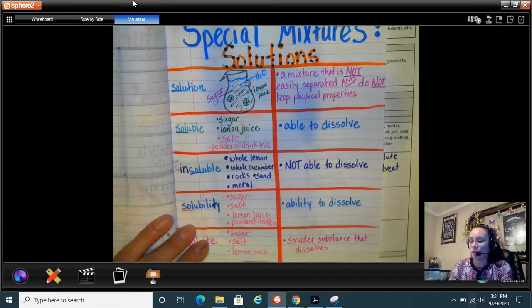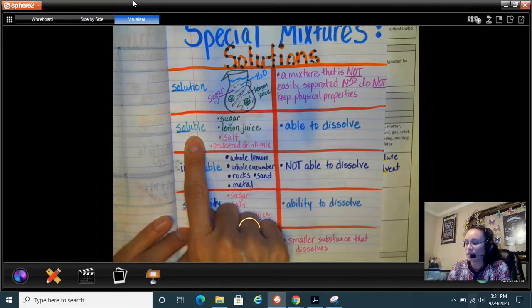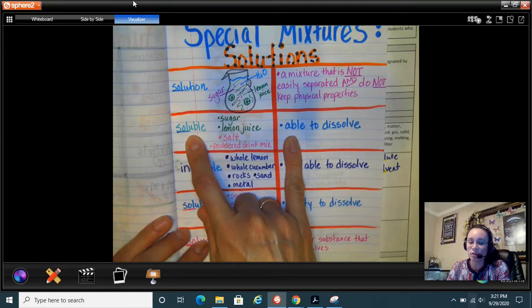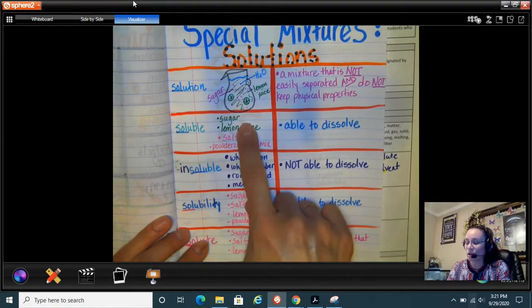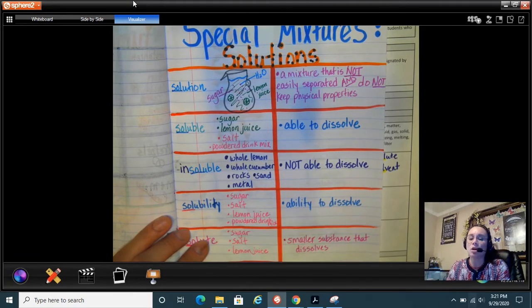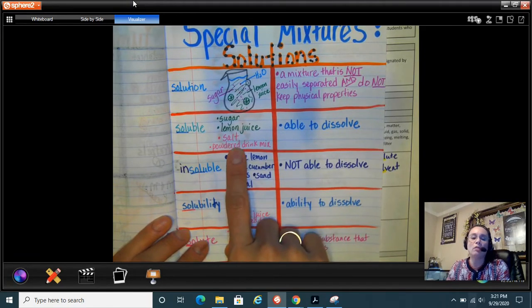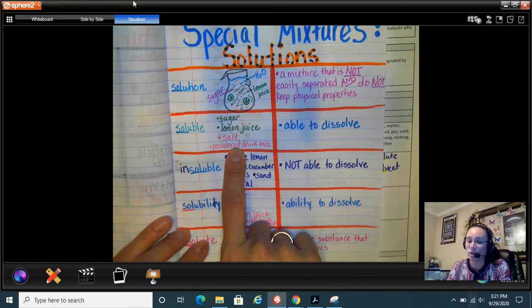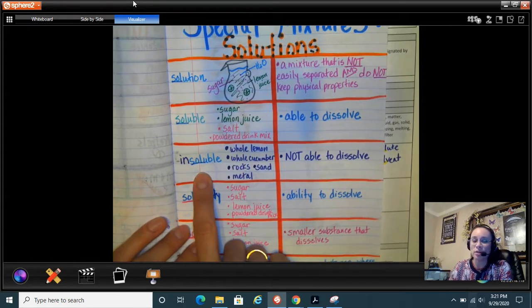Okay, so if something is soluble, that means it's able to dissolve. So sugar is able to dissolve, lemon juice is able to dissolve, salt is able to dissolve, and powdered drink mix is able to dissolve. So if I'm going a little fast, make sure that you can use the pause button. You can pause the video and play it as fast or as slow as you want. Okay, so I'm going to the next word, insoluble.